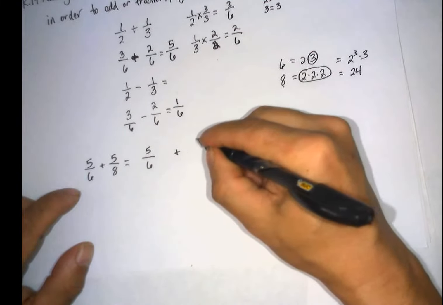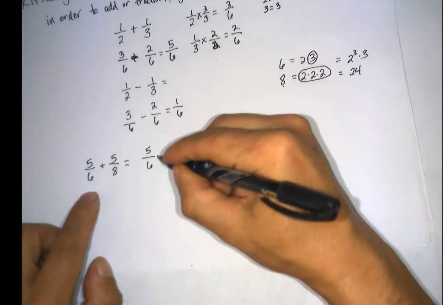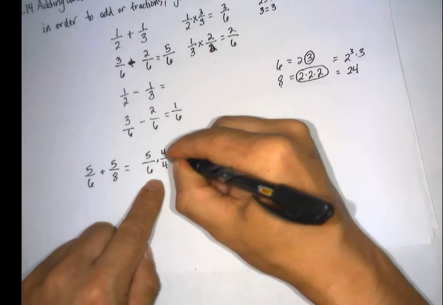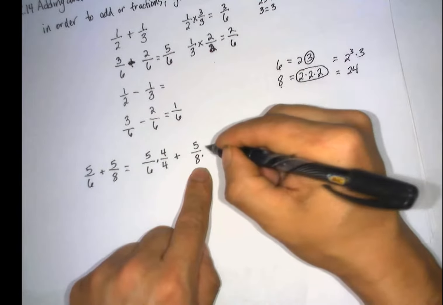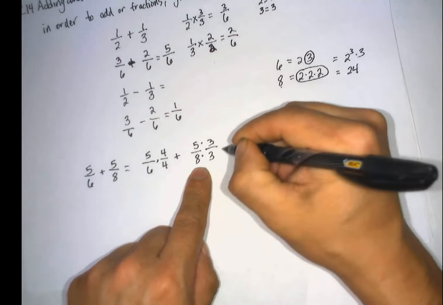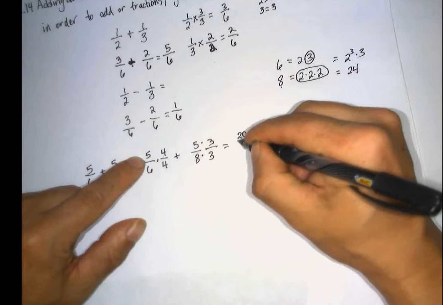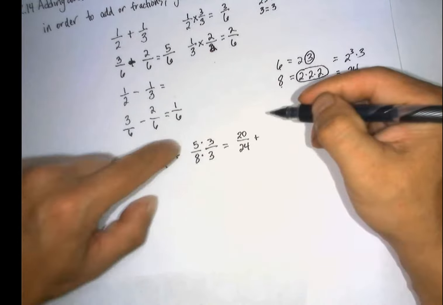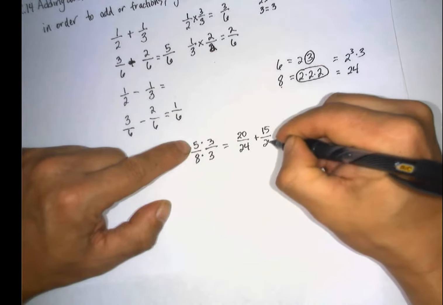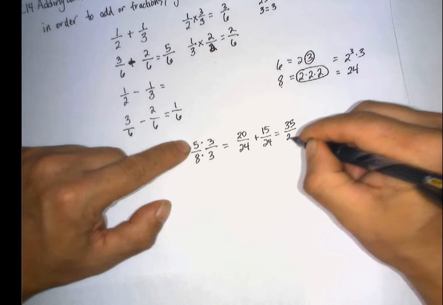And I'm going to rewrite the fractions over here. So what do we multiply 6 by to get 24? We multiply that by 4. And what do we multiply 8 by to get 24? 3. Okay, so now we have 5 times 4 is 20 over 24, plus 5 times 3 is 15 over 24. And when we add those up, we get 35 over 24.